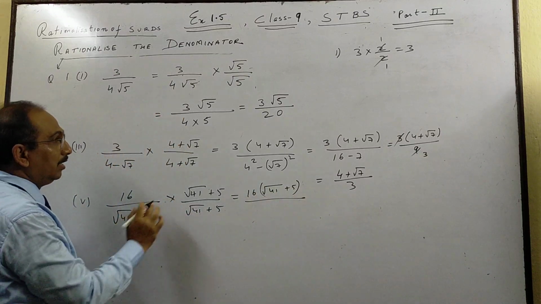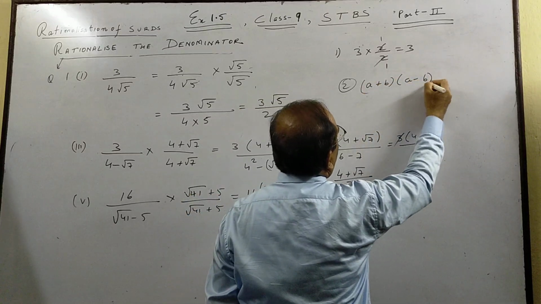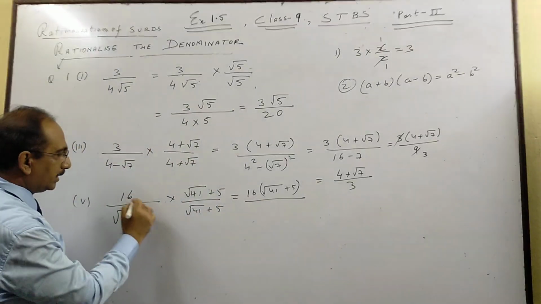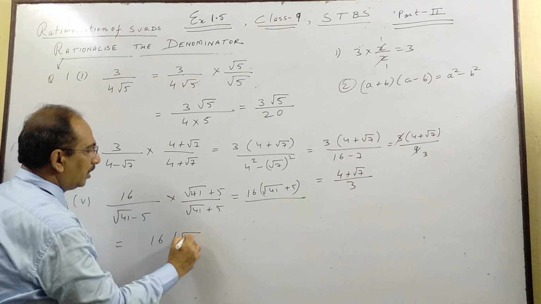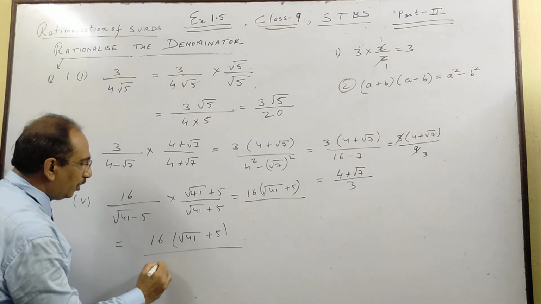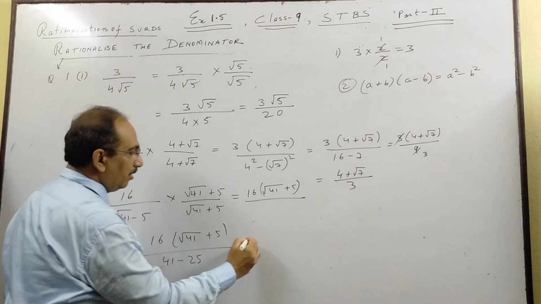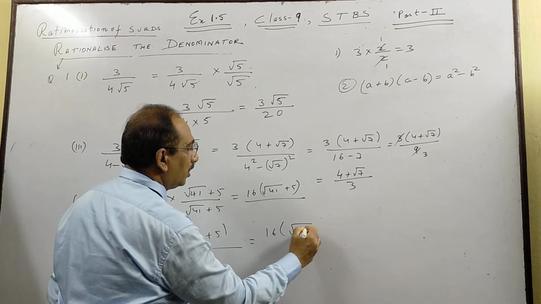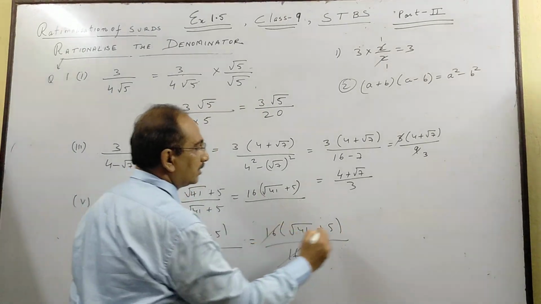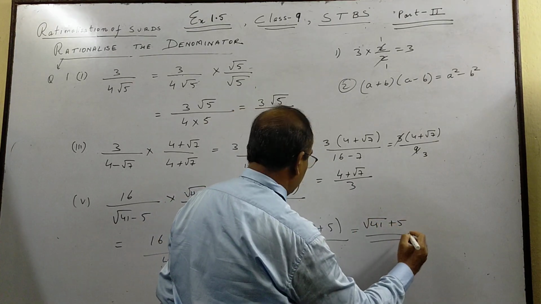And here we again apply the formula. I'll write it for you. A plus b, a minus b is a square minus b square. So what do we get? 16 bracket root 41 plus 5. Don't multiply with 16. Root 41 squared gives you 41, 5 square gives you 25. You get 16 bracket root 41 plus 5 upon, this will also give you 16. 16 will cancel. Your answer is root 41 plus 5.